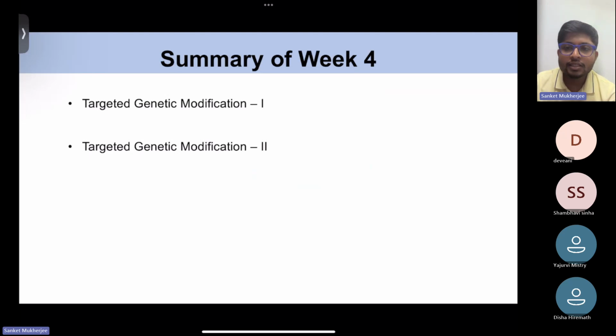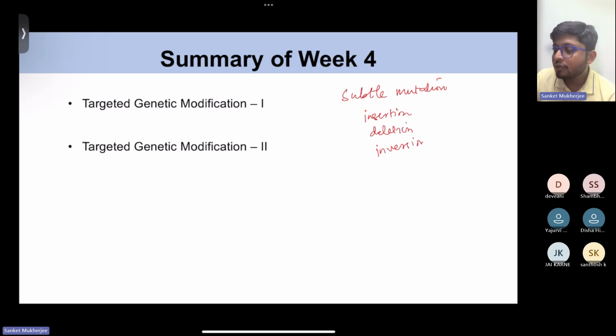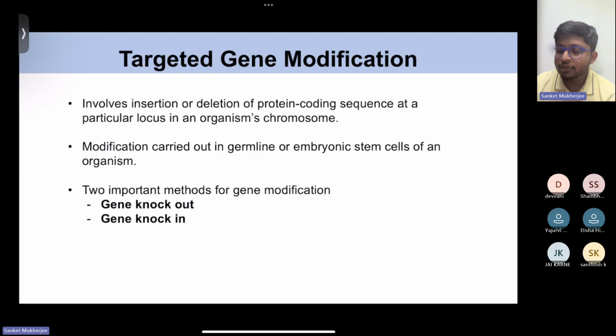We will see what we have to discuss in this week. So there are only two lectures essentially which talk about targeted gene modification. When we talk about targeted gene modification, we are talking about modifying genes through subtle mutations. There could be insertions, deletions, inversions, all these kind of things which can be introduced. Even before, in the previous weeks, we have already discussed what are the tools that could be used for doing these processes. What we will see today is how specifically these processes are carried out.